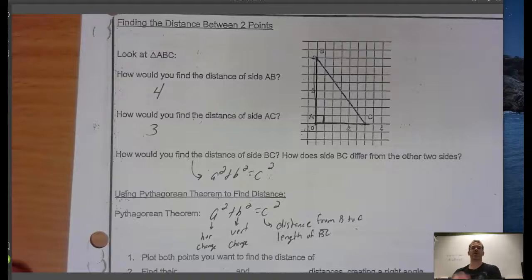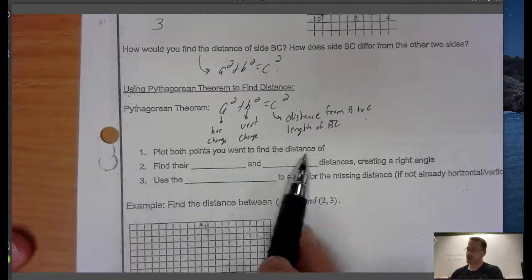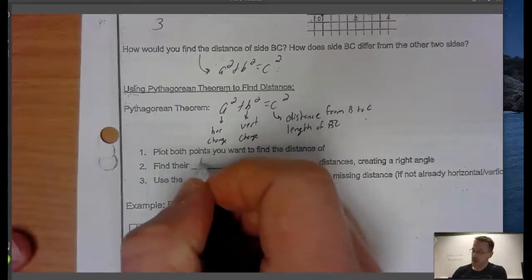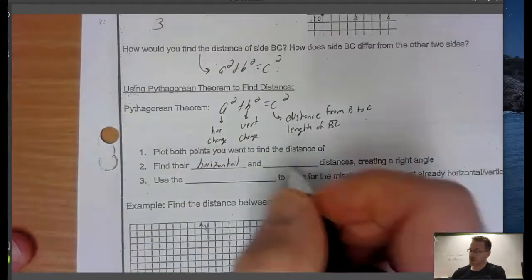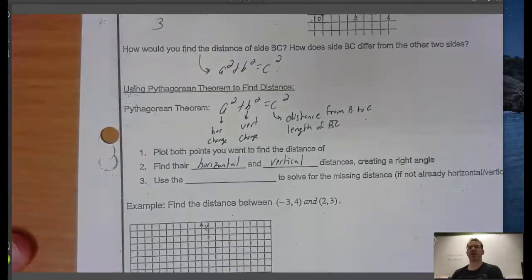All right, so what we want to do to use the Pythagorean theorem is think about our points. We want to find the horizontal and vertical distances, which is basically what we did above, creating our right angle.